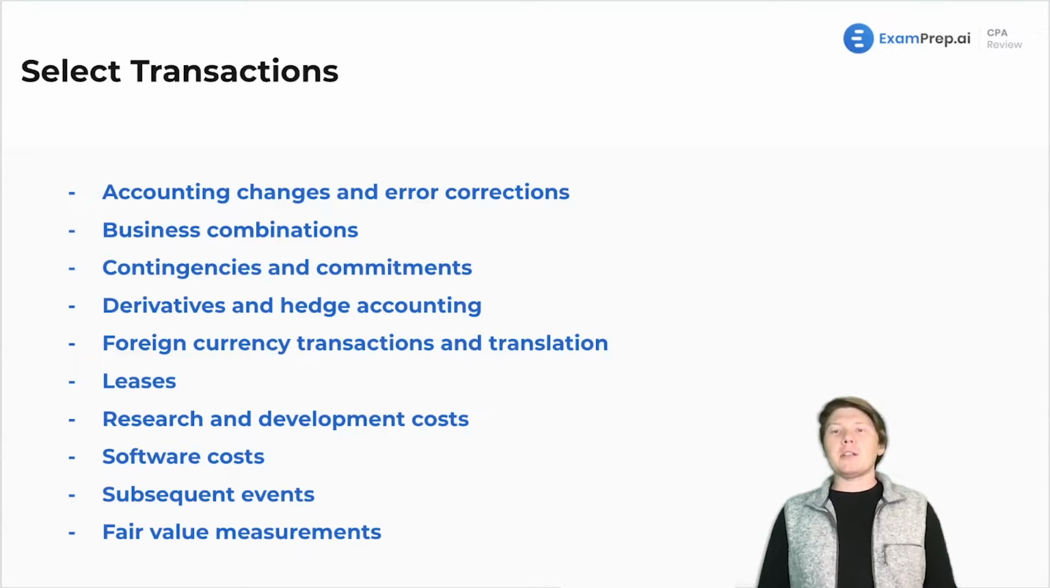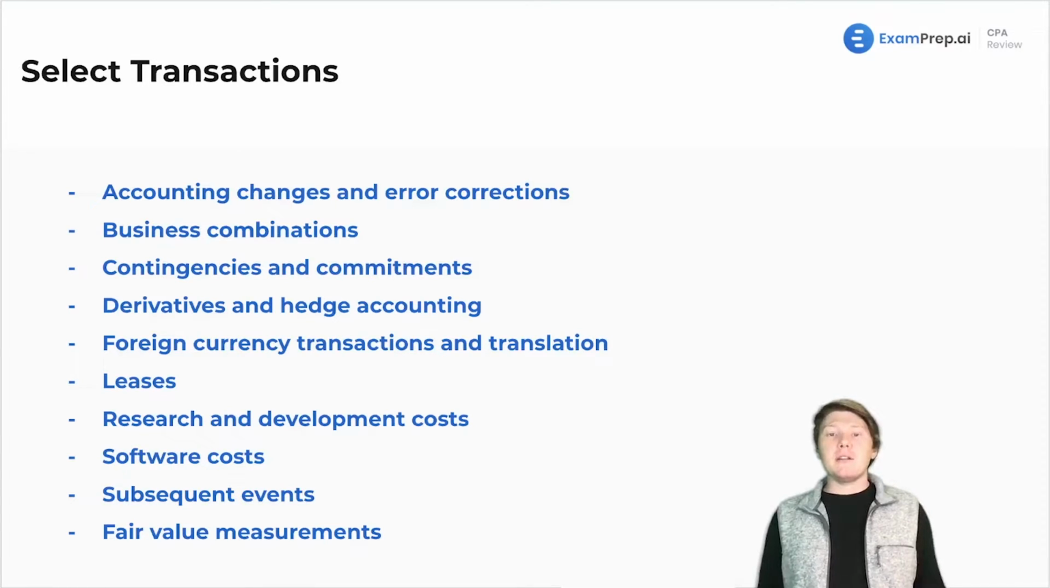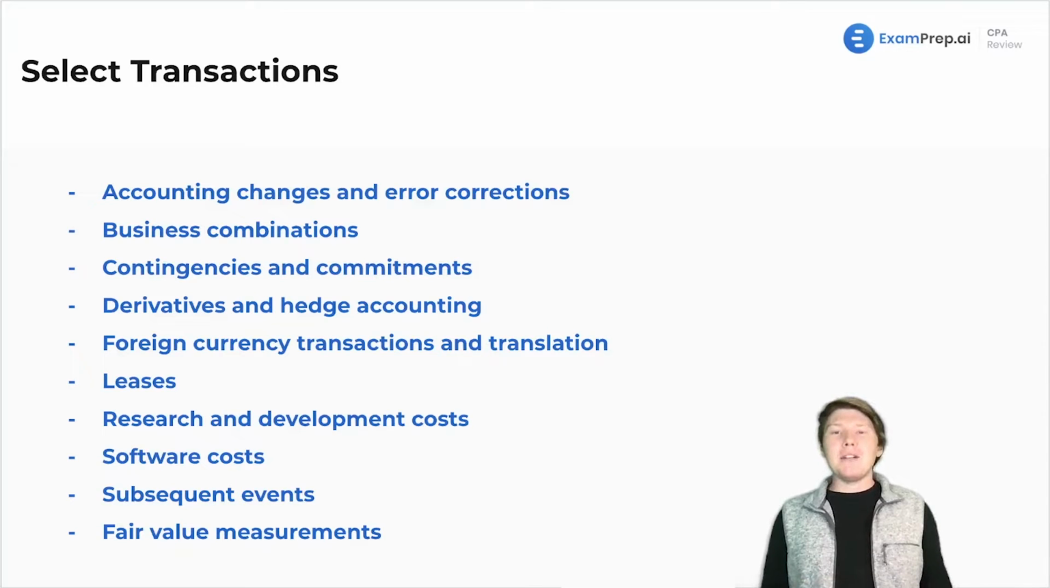Research and development costs. This ties very heavily in with software costs. These are intangibles. Get familiar with the phrase technological feasibility. Essentially, expensing versus capitalizing. Do you have a real project? Do you have a real product or a software? Then you can capitalize. You can add costs to the value of that asset. Do you not? Are you still toiling around in R&D? Well, then you're going to keep expensing those costs for the foreseeable future.